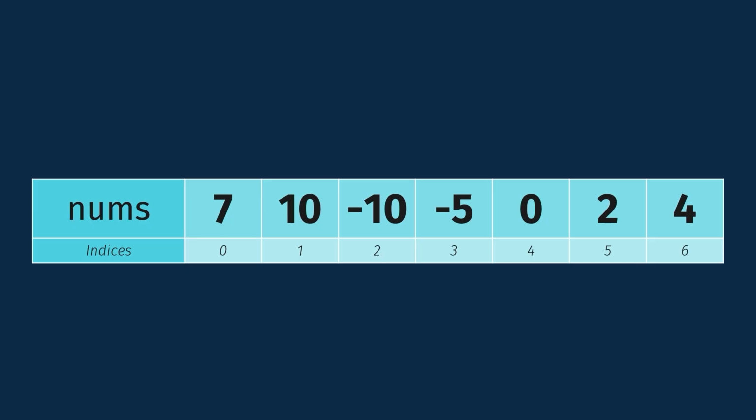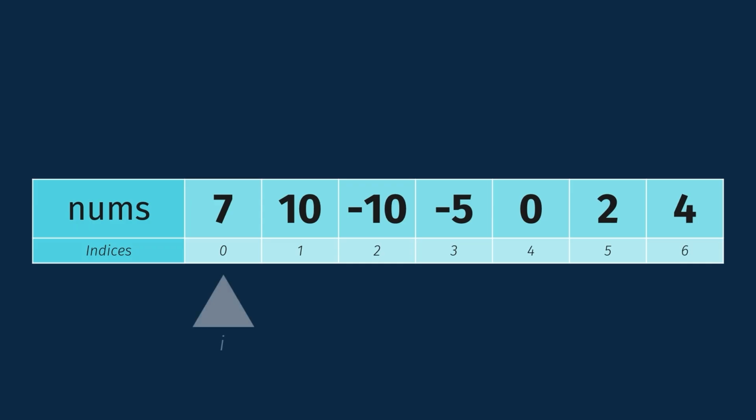We will use our same array with the values 7, 10, -10, -5, 0, 2, 4, with its indices from 0 to 6. Our game plan now is very simple. We are going to scan through the array looking for that one spot where a number is bigger than the one that comes right after it. That spot is our rotation point, and the element immediately following it will be our minimum.